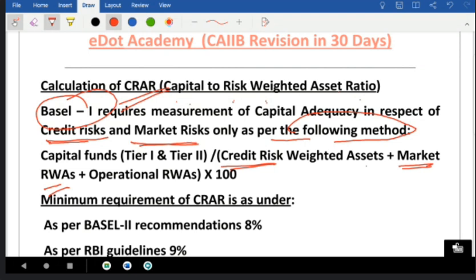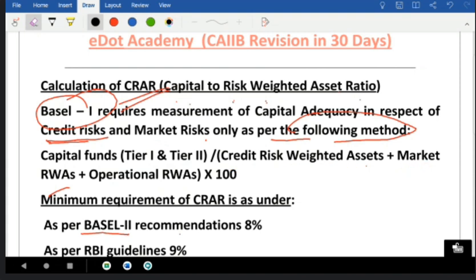So before Basel 2 came into force, there were only two risks, that means credit risk and market risk. So at that time the formula was capital fund, tier 1 plus tier 2, divided by credit risk weighted asset plus market risk weighted asset, and operational risk was not there. Okay, in Basel 1 operational risk was not there. But nowadays we are using the correct formula. That means now operational risk is also included. This formula is very, very important from the examination point of view. I repeat once again.